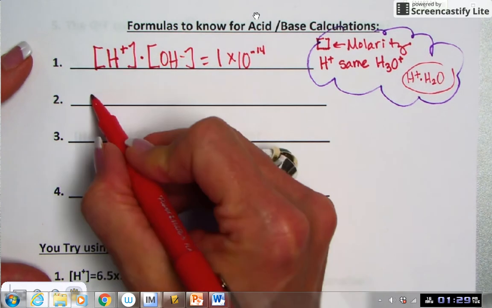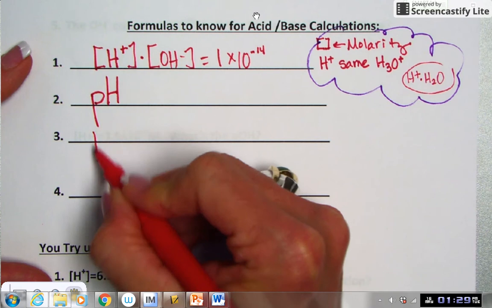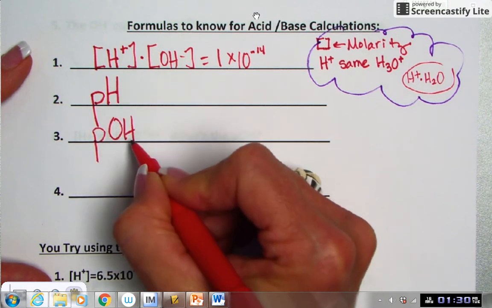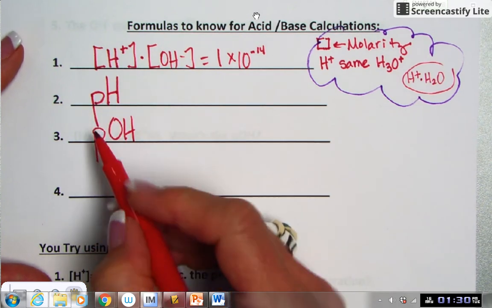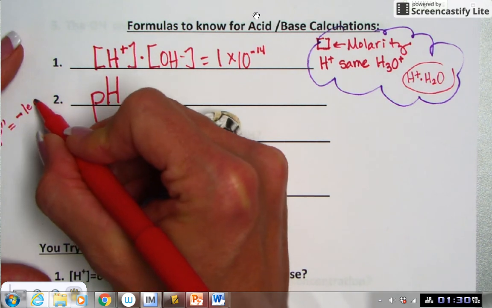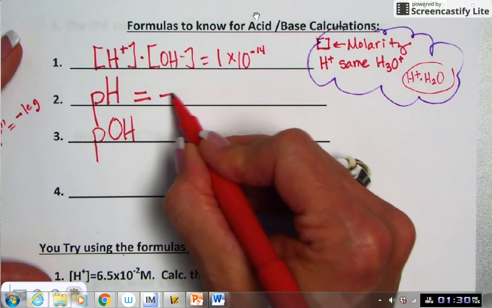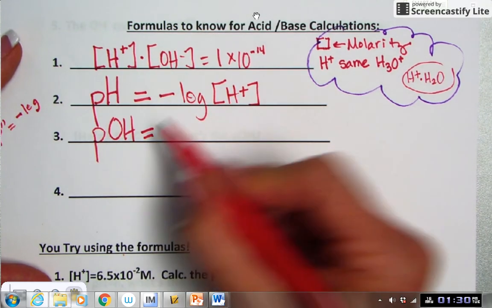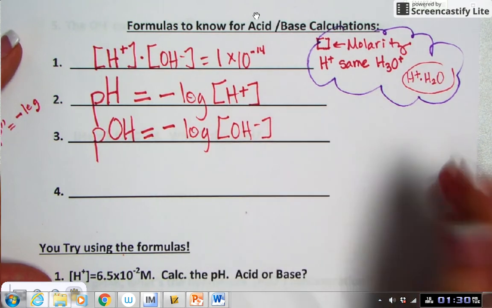The next formula has a lowercase p and a capital H. And formula 3 also has a lowercase p and it has an OH. Now remember, hydrogens come from acids, OHs, hydroxides, come from bases. The p in these formulas is a mathematical function where the p always means negative log. So if you remember that, it's easy to remember these formulas. pH literally means negative log of the hydrogen ion concentration. pOH literally means negative log of the hydroxide ion concentration.